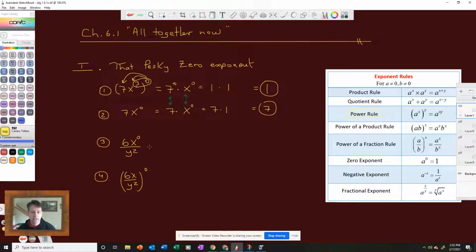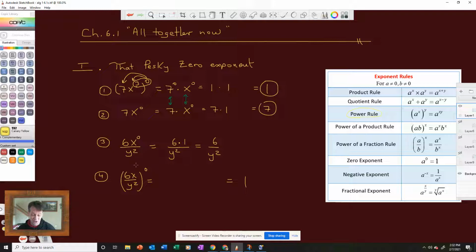So here's what you should have done. You should have realized that on number 3, because there are no parentheses, this 0 exponent only applies to the x term. So the answer here is 6 over y squared. Or technically, 6 times 1 over y squared, which is then 6 over y squared. You good? On the other hand, in here, that 0 applies to absolutely everything. So the answer is just going to be 1.